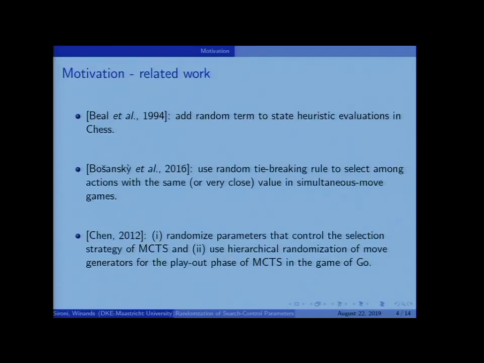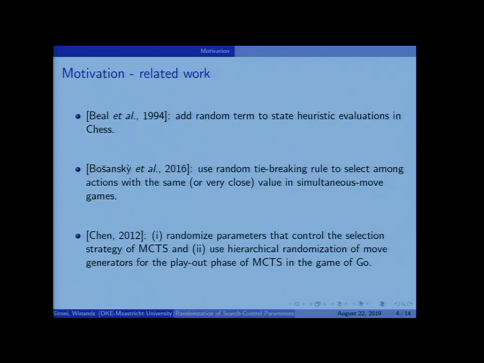Another example is the work of Bosansky. They use a random tie-breaking rule to choose an action when they have multiple actions that have the same value or very similar high value, instead of always picking the same one with the highest value. And they get some good results with this rule, I think it was in 6 simultaneous move games.